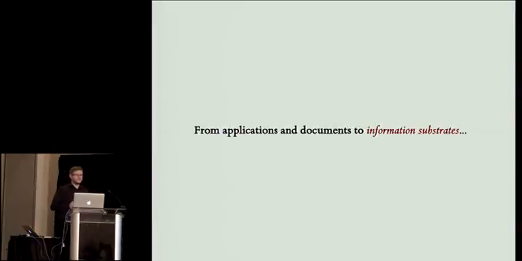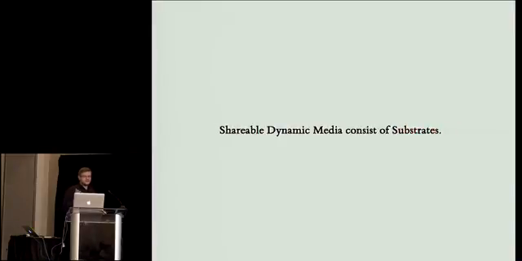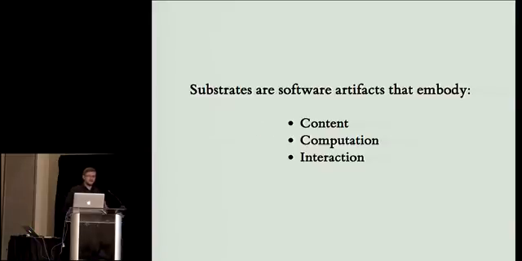We believe that the keystone in realizing this vision is to abandon the strict distinction between applications and documents. This distinction was not there in the beginning of interactive computing, but it's something that we introduced later for convenience. And instead of talking about applications and documents, we now talk about information substrates, or just substrates for short. We define shareable dynamic media as consisting of such substrates. And substrates are software artifacts that embody content, computation, and interaction. And they can act as an application in one use situation and a document or domain object in another, which you will see in a moment.